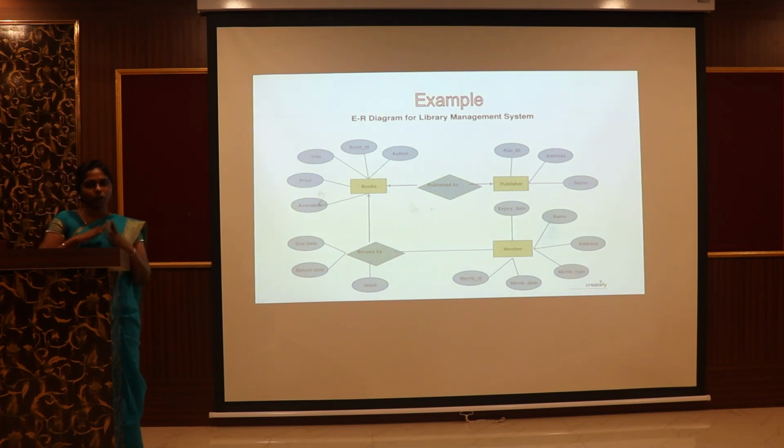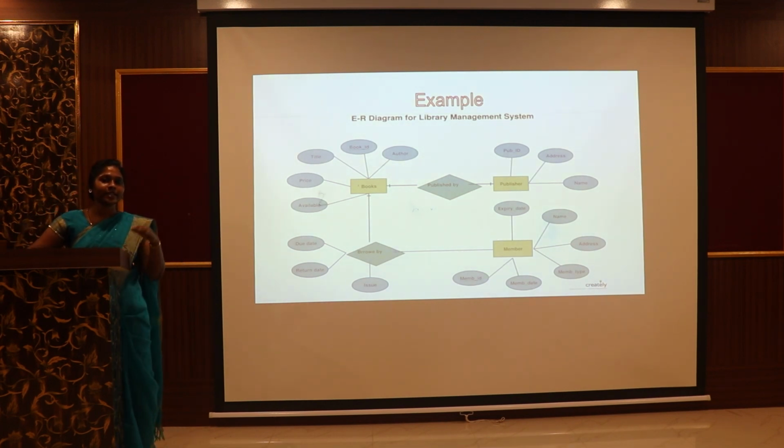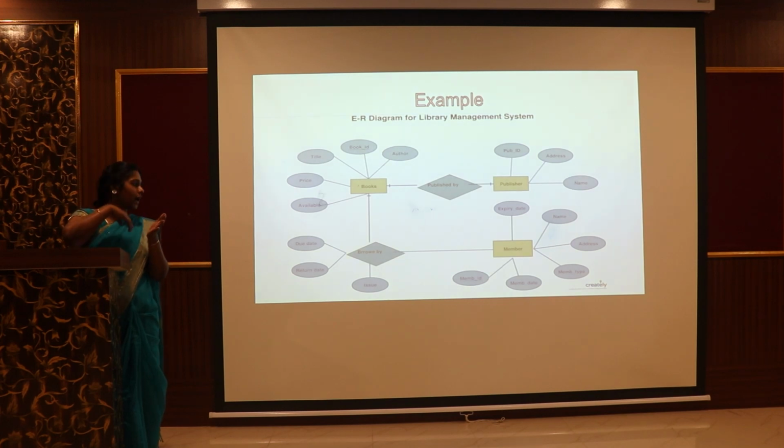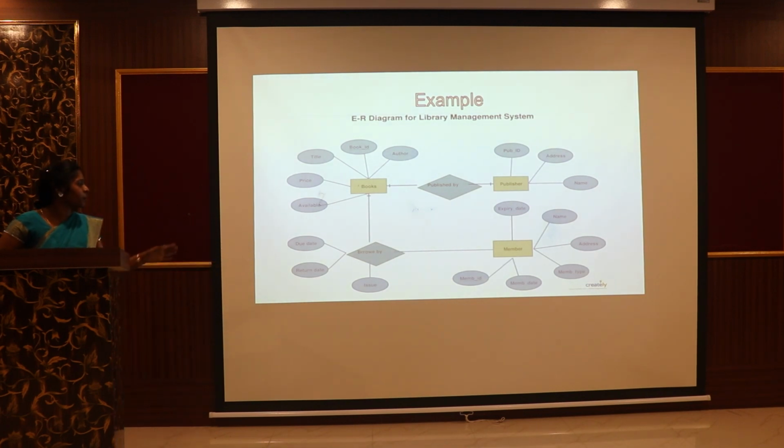And for member, we have a lot of attributes, right? Expiry date, name, address, and address comes under composite attributes. Member type, member date, member ID. Key attributes are always marked with a line inside the oval. That is called a key attribute. So member ID is denoted by a line.